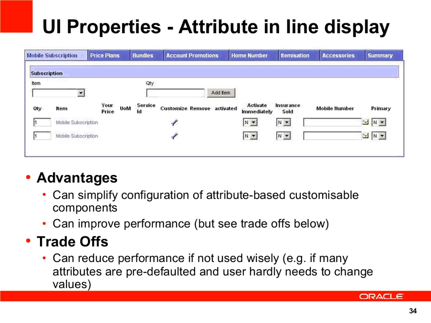So if this is enough for the user, then this is an easy possibility to avoid the drill down. You can customize the child item here on this page as well. You don't need to drill down, come back, and so on. Makes it very easy. The trade-off is that it can reduce the performance if not used wisely. For instance, if the child item has many attributes, it probably does not make sense to show them side by side. Or if the attributes are pre-defaulted and the user hardly needs to change them, then it also doesn't make sense to show them. And then you should not use this feature.